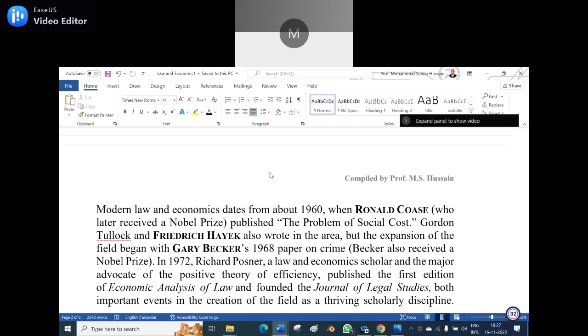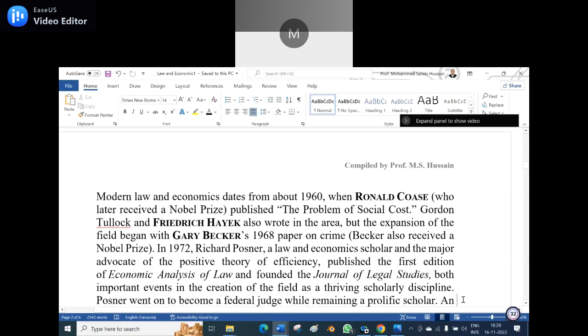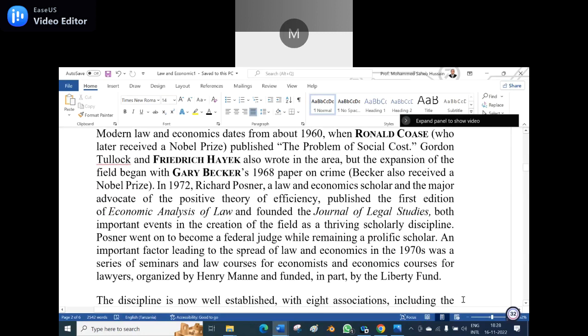Yes. So positive theory is nothing but a common law theory, a common sense, a British theory, a colonial theory, a common man theory, a prudent man theory. So Posner, the positive theory of efficiency advocate, published the first edition of Economic Analysis of Law and founded the Journal of Legal Studies, both important events in the creation of the field as a thriving scholarly discipline. So economics plays an important role when you want to deal with anything.